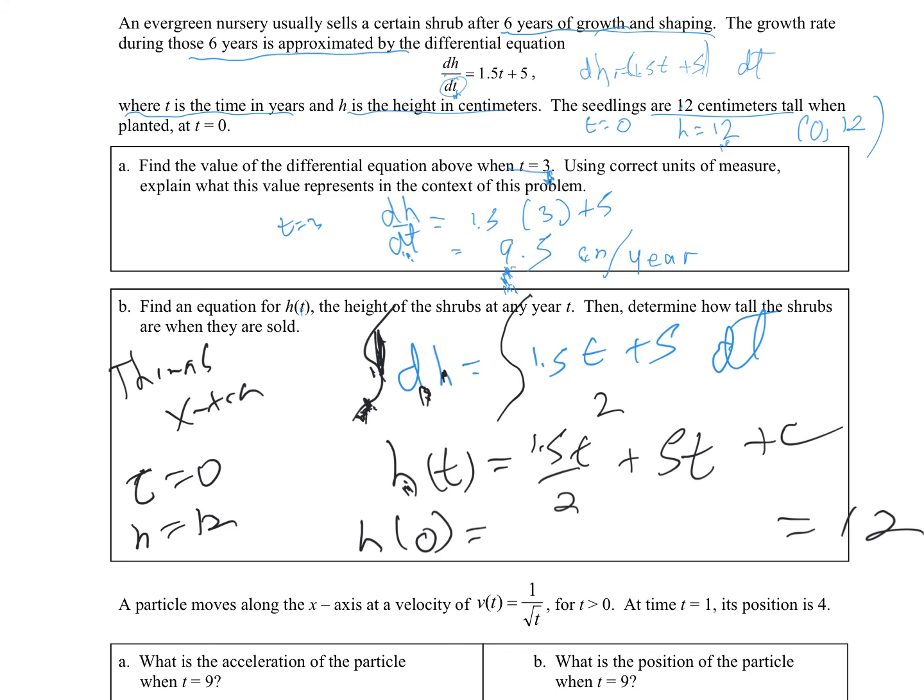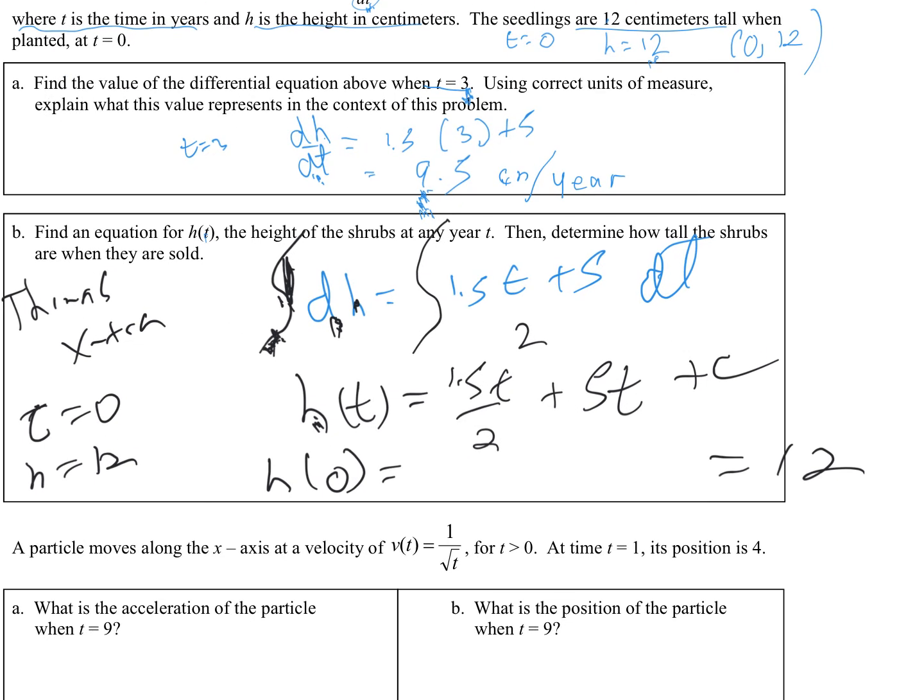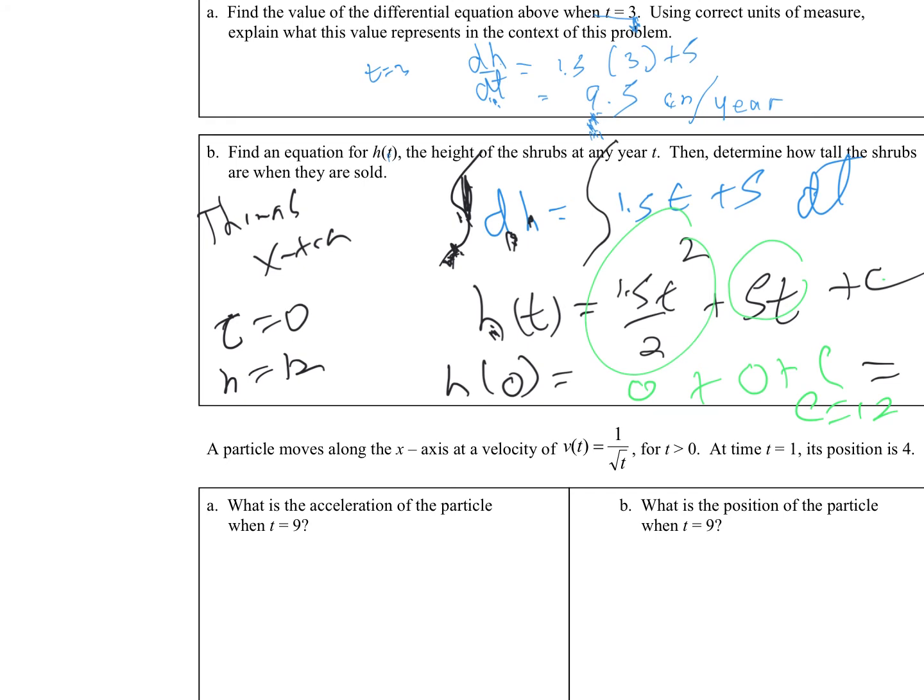Is that just like what we just did up the top? Yeah. So I got to plug in a 0. What happens when I plug in a 0 into this? 0. Into this? 0. Into C? C. So what is C? 12. So what is my height equation for real? It's 1.5 over 2 t squared, plus 5t plus 12.